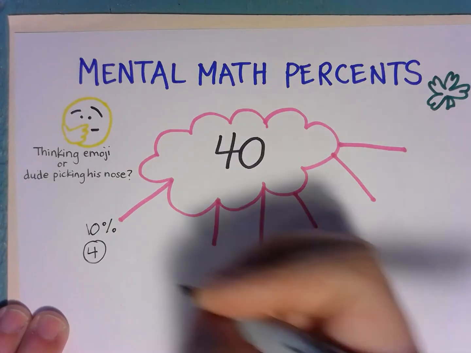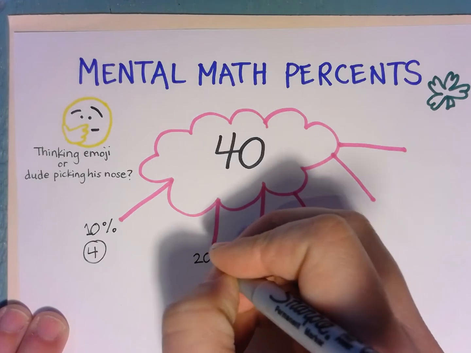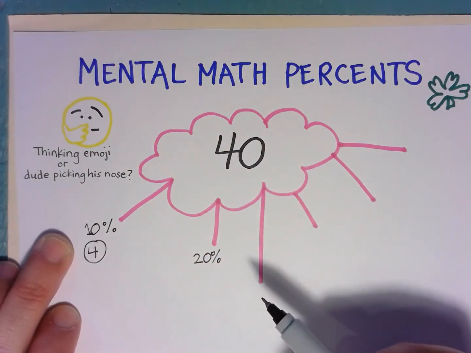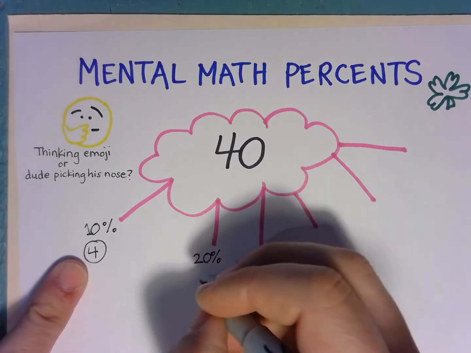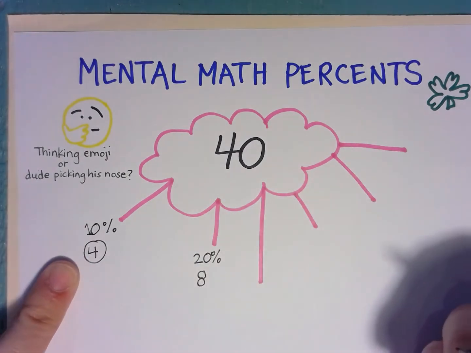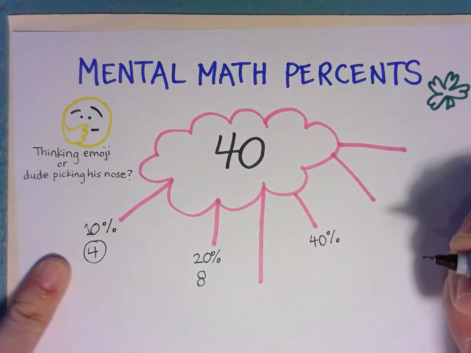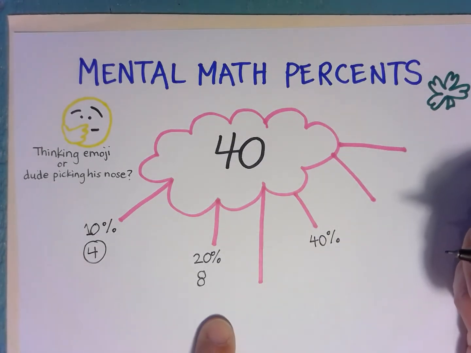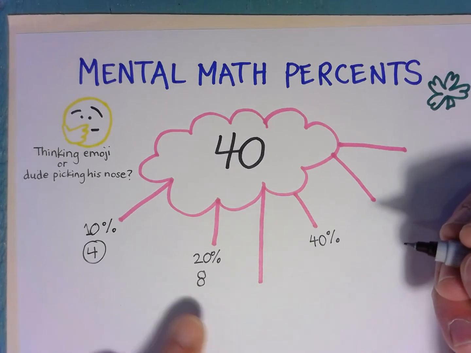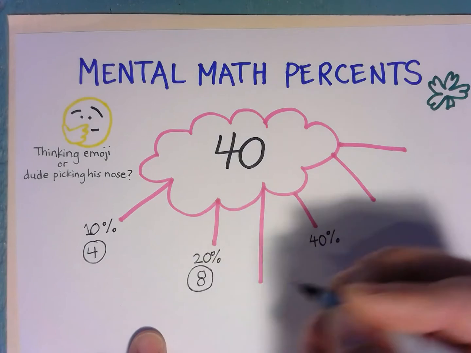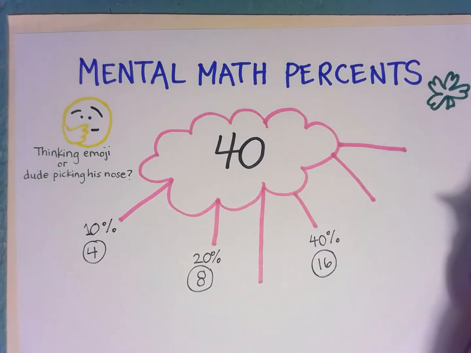And then from there, you can really easily double to find 20%. So if you think about it, 10% plus 10% is 20%. So 4 plus 4 is 8. And I'm going to skip over this guy, and then we can go even further. 40% of 40, if you think about it, 20% plus 20% equals 40%. So if you double 8, it tells you that 40% of 40 is 16.